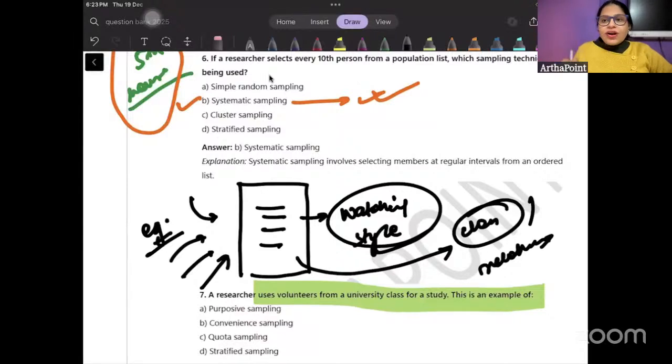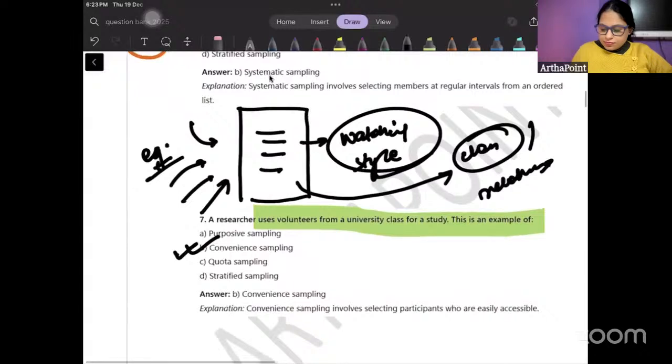So when you collect data only from people who are easily accessible, right? It means you are acting at your convenience. And when you act at your convenience, definitely it is convenience sampling. Okay. So I hope this is clear. It is called convenience sampling.